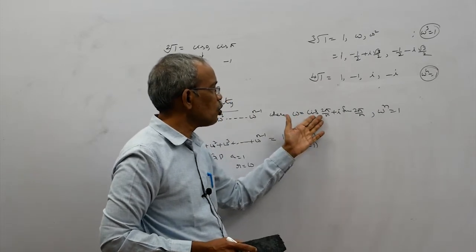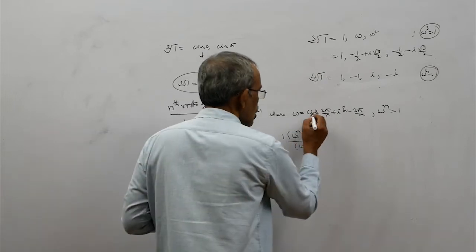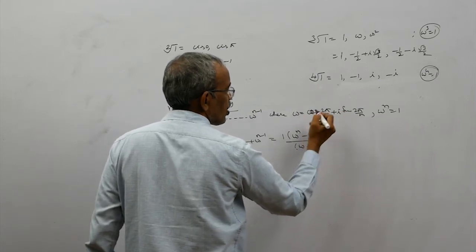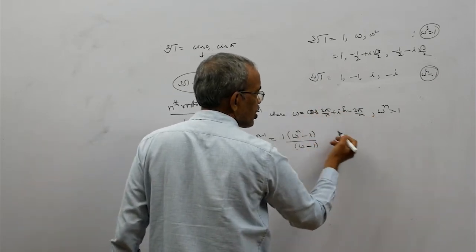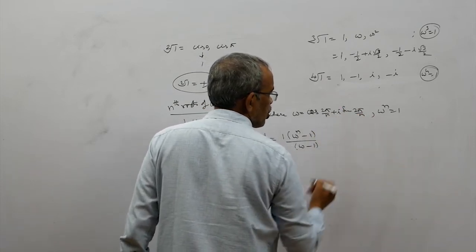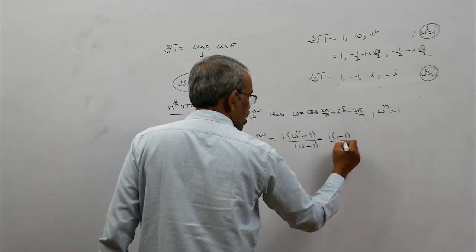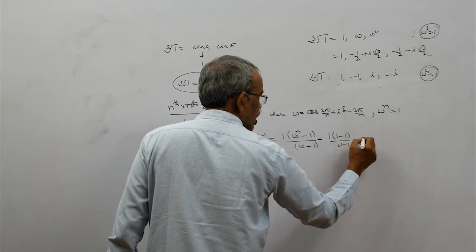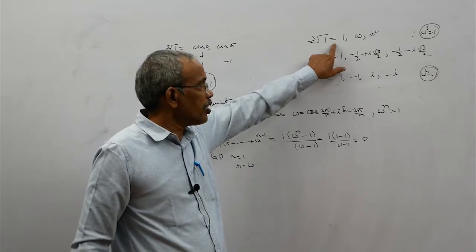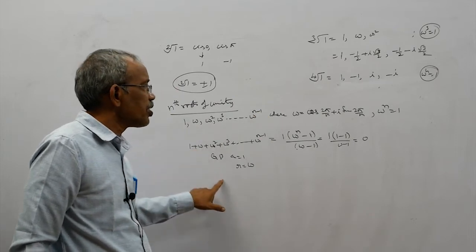Omega power n means cos 2 pi plus i sin 2 pi. Cos 2 pi means cos 0, and sin 2 pi is equal to sin 0. Cos 0 is 1, plus i into 0, is equal to 1. So here we get 1 into 1 minus 1 by omega minus 1, that is equal to 0. So the sum of the cube roots of unity is 0, the sum of the fourth roots of unity is 0, the sum of the nth roots of unity is 0.